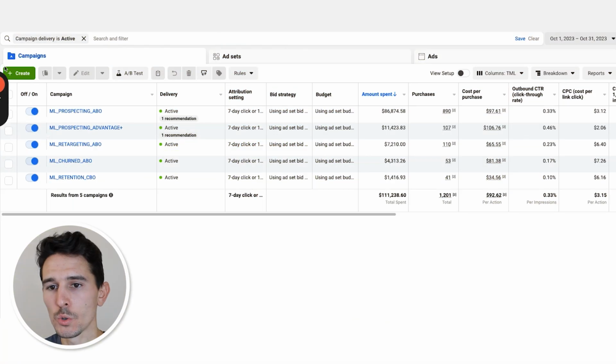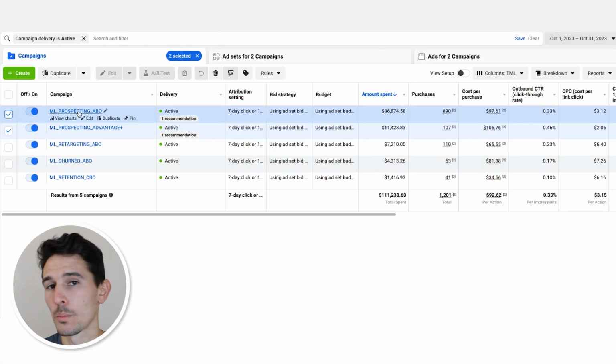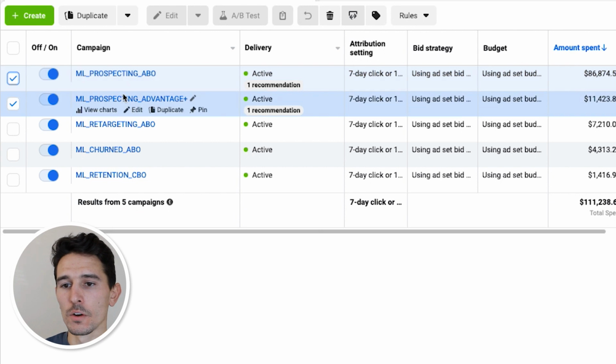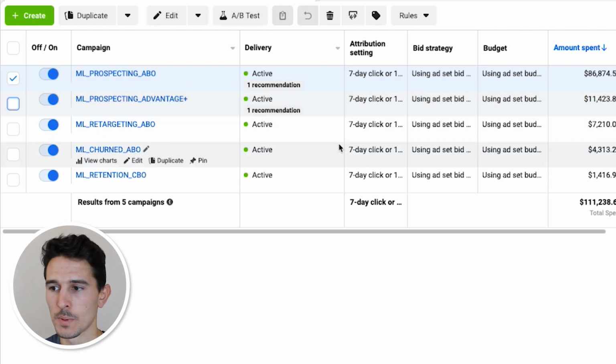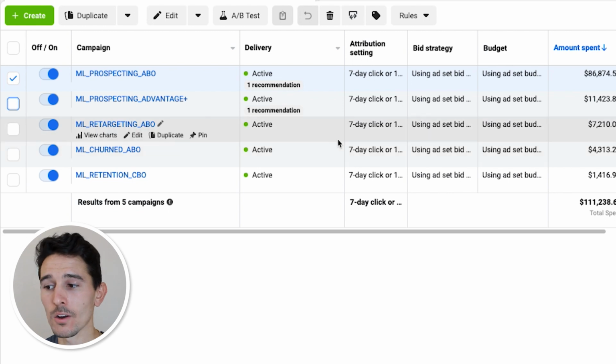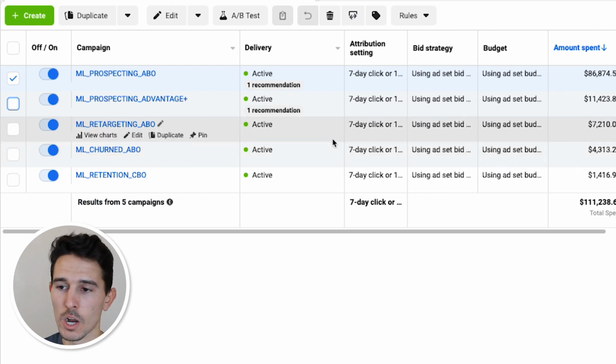First off, we have 2 prospecting campaigns. We first have our prospecting ABO campaign and then our Advantage Plus campaign. I'm going to keep this really simple for you all. We're just going to start with the campaign that spent absolutely the most amount of money and also drove arguably the most successful cost per purchase.